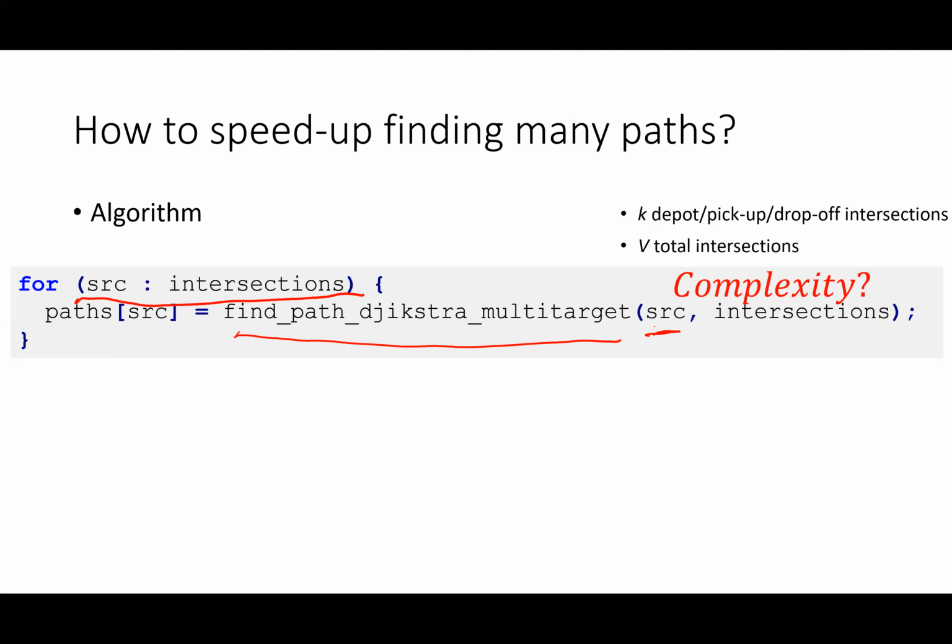And so I pass in source, and I'm now passing in the whole vector of intersections. I'm not passing in one source and one destination anymore, it's a whole bunch. And I've gone off and I've written this algorithm. Still have k interesting intersections, still have V total intersections of the whole graph. Okay, so what's the complexity of this?